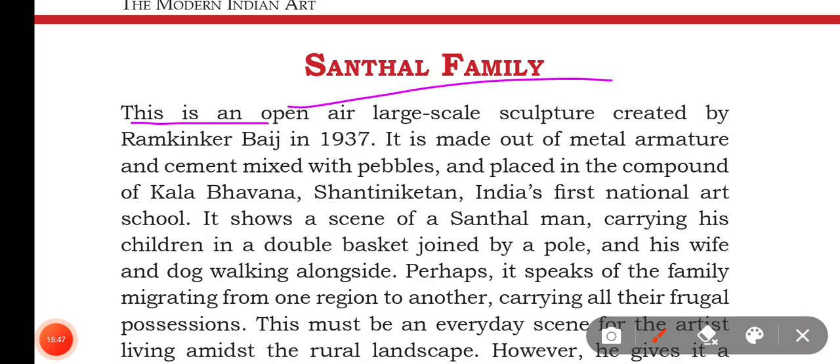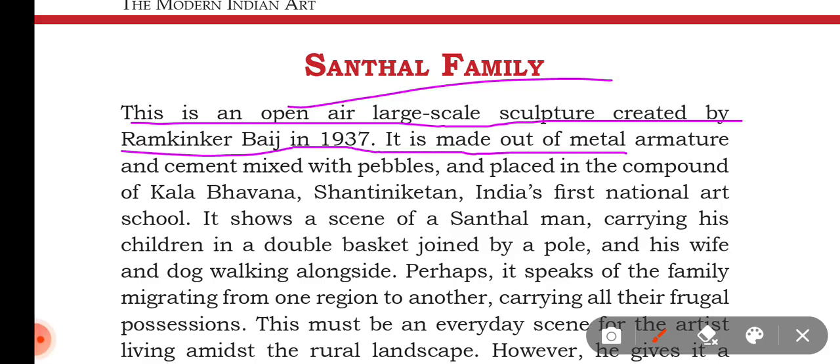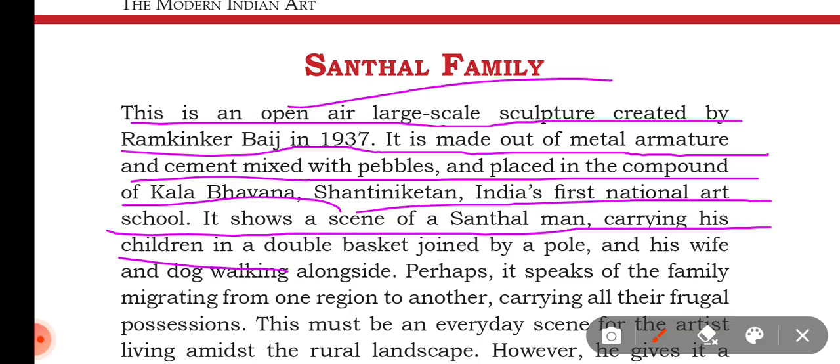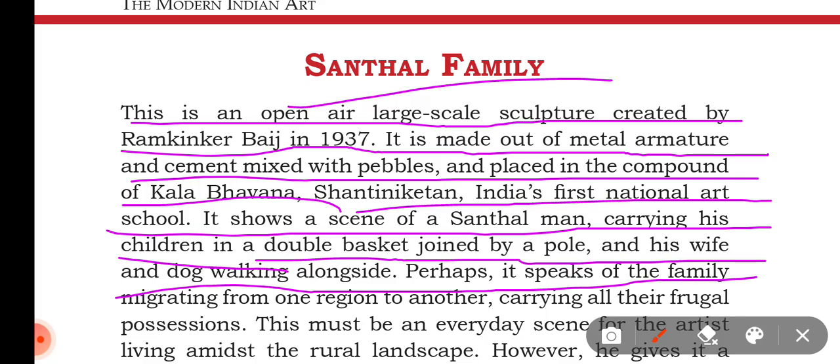Santal Family. This is an open air large scale sculpture created by Ram Kinkar Baij in 1937. It is made out of metal armature and cement mixed with pebbles and placed in the compound of Kala Bhavan, Santiniketan, India's first national art school. It shows a scene of a Santal man carrying his children in a double basket joined by a pole, and his wife and dog walking alongside. Perhaps it speaks of a family migrating from one region to another, carrying their frugal possessions.